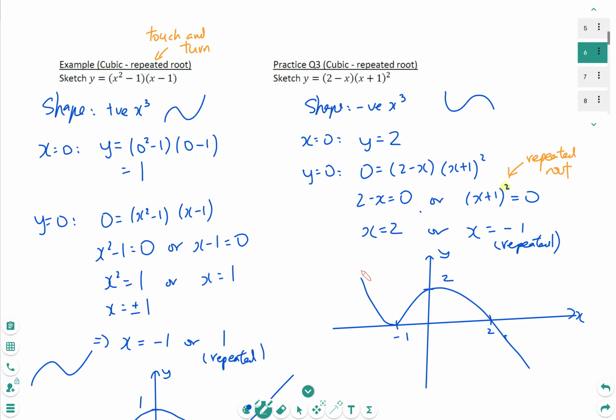So we sketch a graph. It's a minus 1, so we touch and turn, then we go up and come back down. If you've done it correctly, they should all go through the numbers that you've calculated.